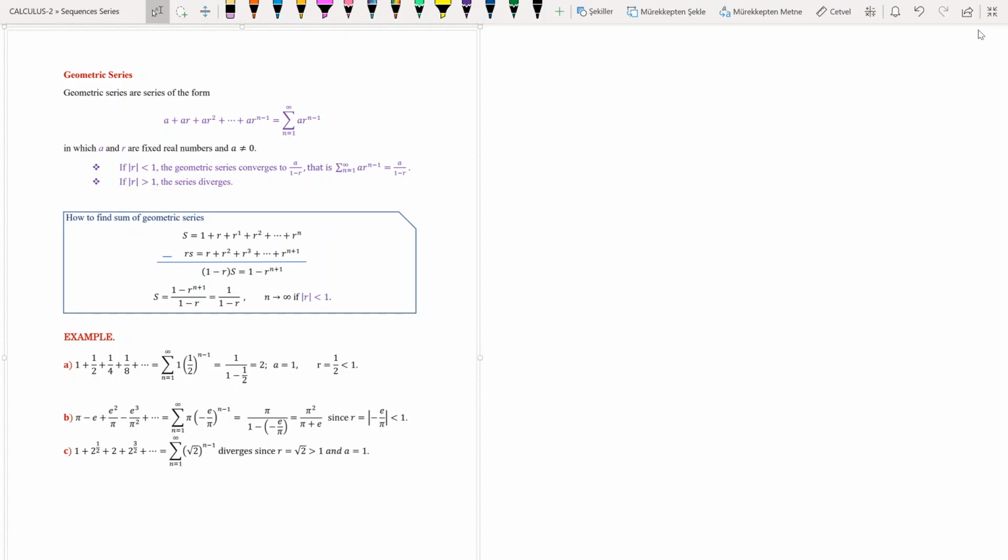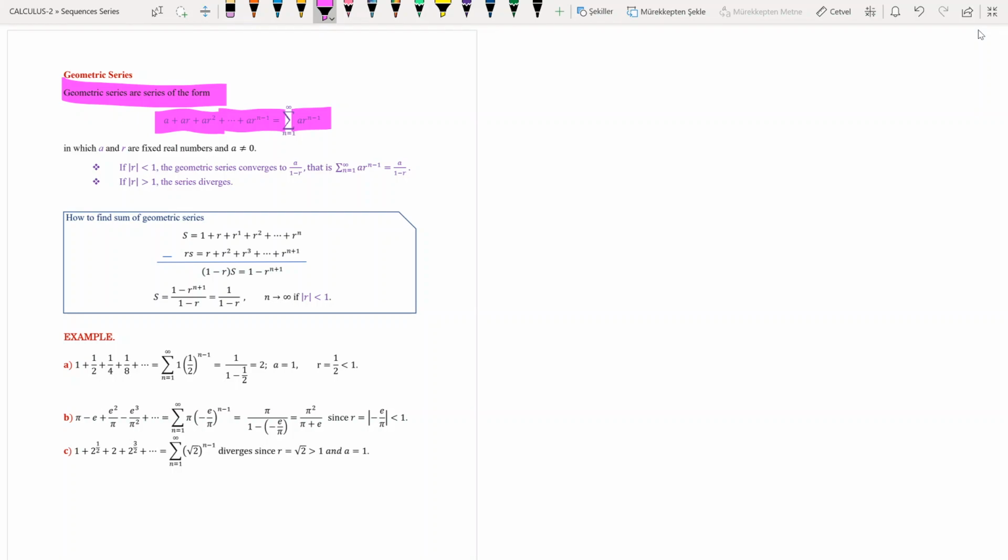One of the most important forms of the infinite series is the geometric series. Geometric series are series of the form a plus ar plus ar squared plus ... plus ar to the power n minus 1, which can be expressed as the infinite sum from n equals 1 to infinity of a times r to the power n minus 1. Here a and r are fixed real numbers, and a is not, of course, equal to 0.